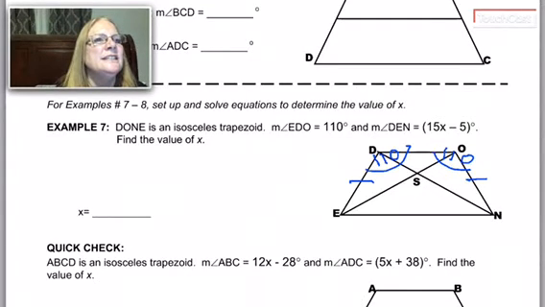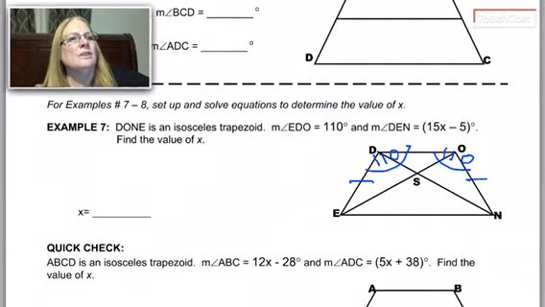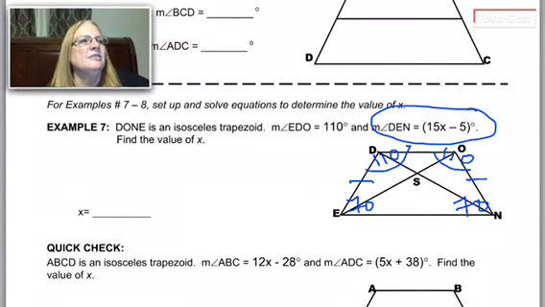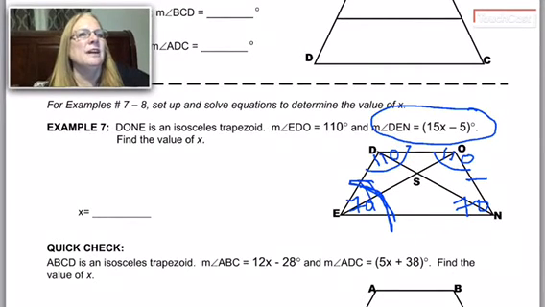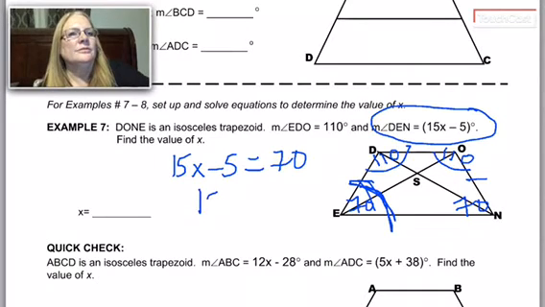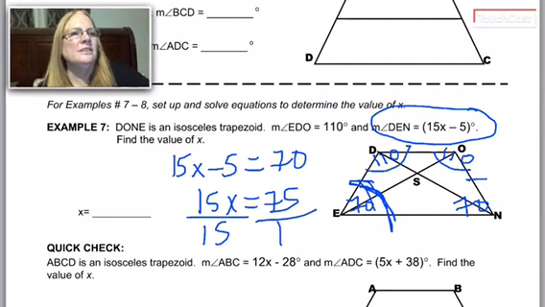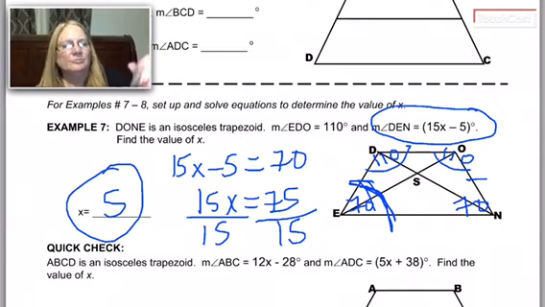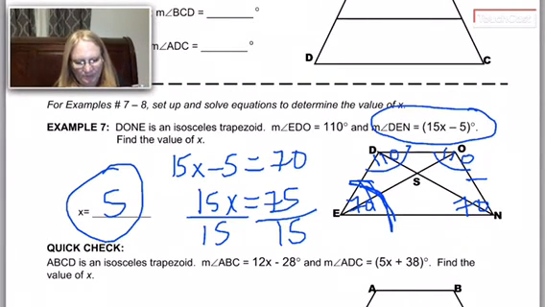They give us DEN. So I'm going to go ahead and write that in. We know that these are 70. Okay, and then they say DEN is 15x minus 5. So that is this angle right here. So to find x, we set 15x minus 5 equal to 70. We get 15x is equal to 75. And if we divide by 15, I believe that is 5. X is 5. All right.